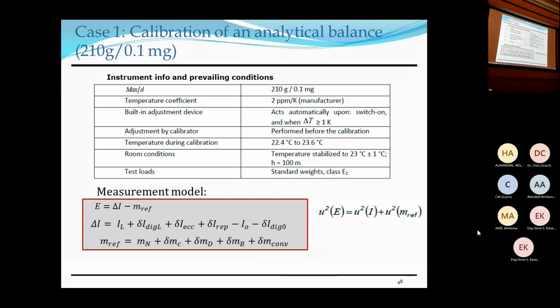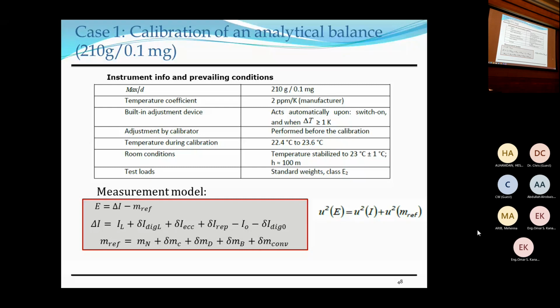Okay, so one example that's very important to many labs, because many labs are involved in balance calibration, is the calibration of an analytical balance. Analytical, again, means a balance with a resolution of 0.1 milligrams. And typically these instruments have a range of 200 grams. I won't go into the details of this specific one, it doesn't really matter. What I do want to show is the measurement model.